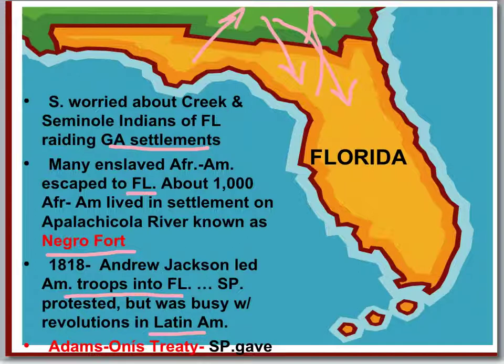This is called the Adams-Onis Treaty. And this was signed in, let's see, what year was it? 1821, I think it's 1821. Yeah, 1821, I'm pretty sure. So in 1821, the United States takes possession of Florida. So Spain now has lost that hold on North America. And now it belongs to America.